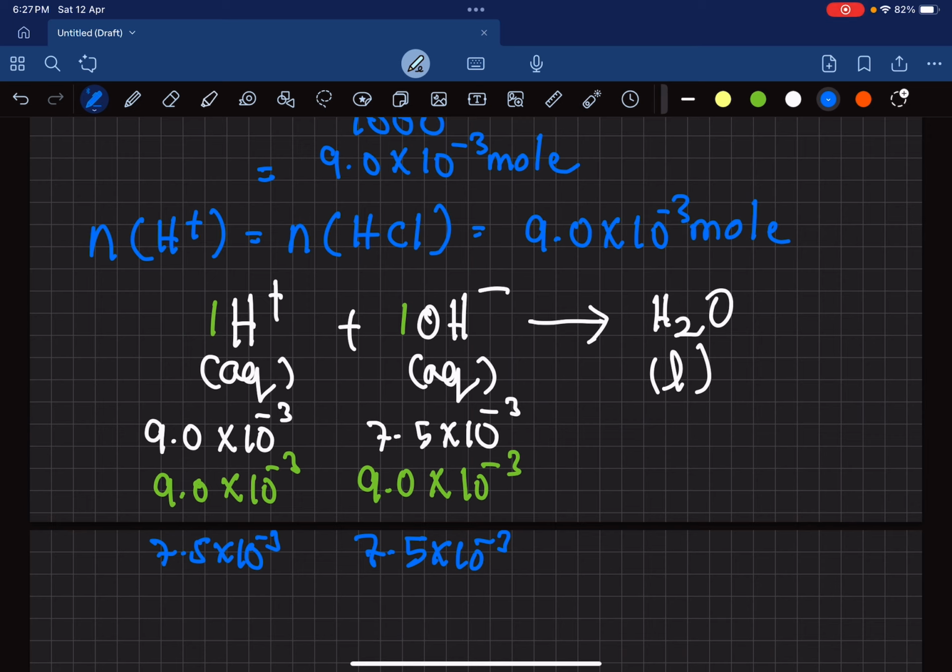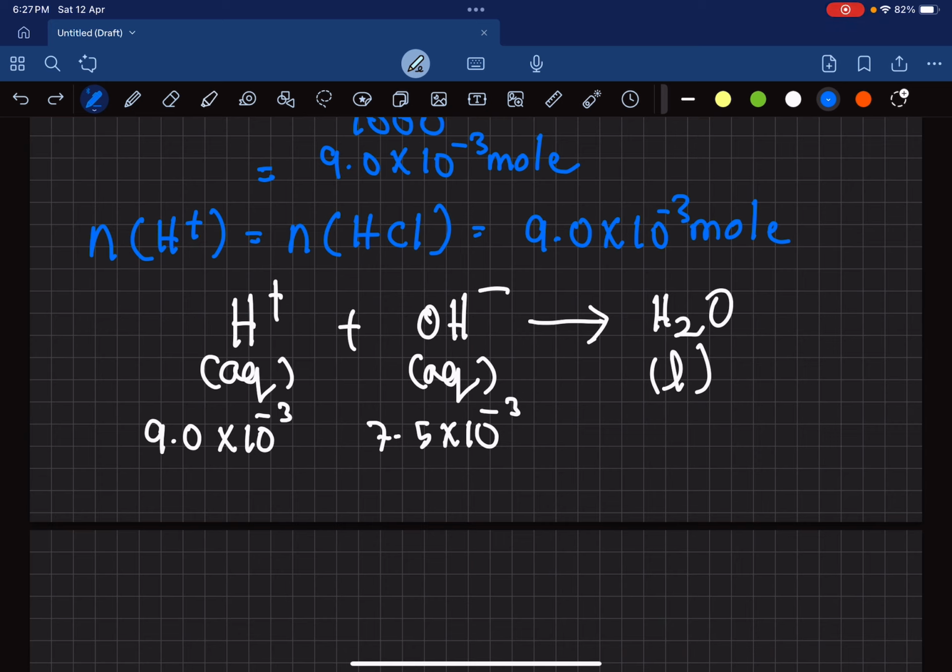So I hope you can see currently there appears to be more hydrogen than hydroxide. I hope you can see that. Okay, more hydrogen. So how much more is that? So very simple, because the ratio is 1:1, we just minus. So when we minus 9 minus 7.5, you get 1.5 times 10 to the power of negative 3 mole of hydrogen. That's the amount of hydrogen which is excess. Do you understand? If you don't, pause this video and try to reflect.